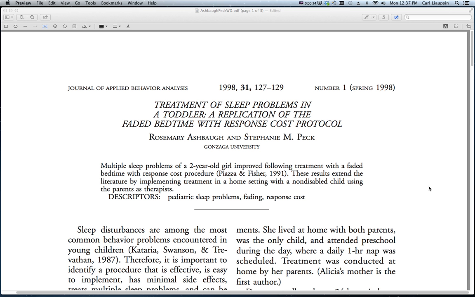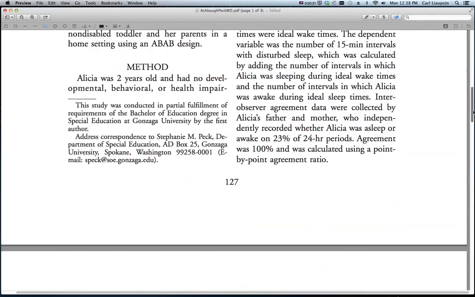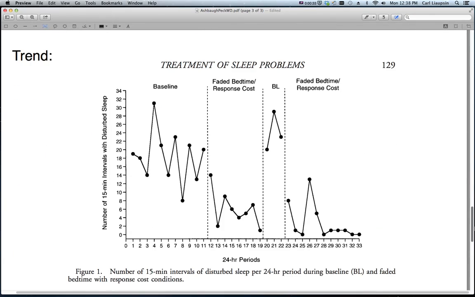We're going to use an article from the 1998 Journal of Applied Behavior Analysis, Treatment of Sleep Problems in a Toddler, Replication of Faded Bedtime, with Response Cost Protocol by Rosemary Ash and Stephanie Peck. Let's roll down to the graph.